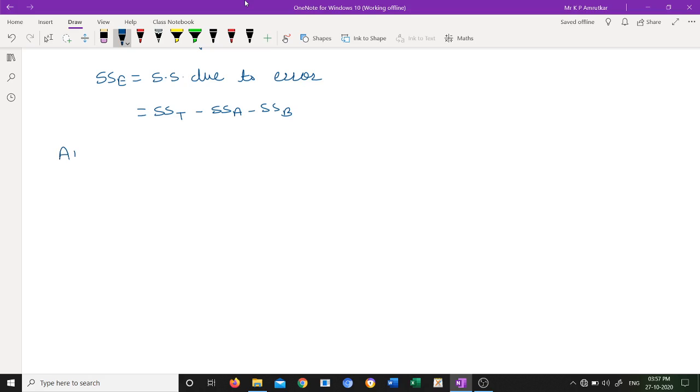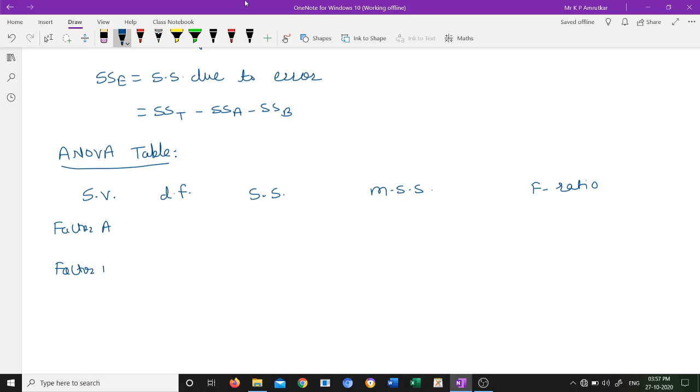Now we are going to see the ANOVA table for two factor ANOVA. First column is of sources of variation, next column is of degrees of freedom, next column contains sum of squares, next column contains mean sum of squares, and the last column has the F ratio. Sources of variation are factor A, factor B, error, and total.